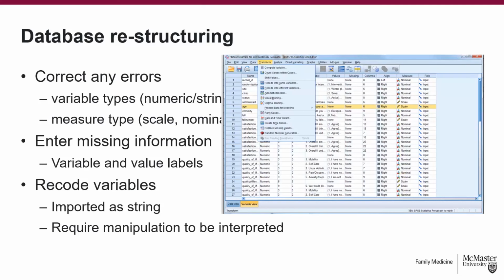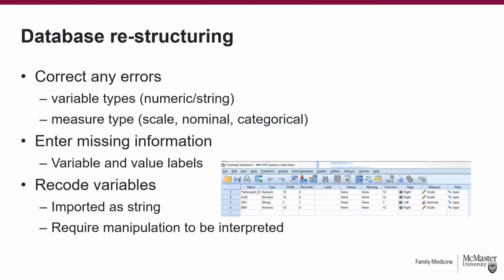Or for BMI, if we only collected height and weight, this would be the stage where I would create a BMI variable, because that's something that we're going to need in the future. So it's really, again, setting up that data to match what you're going to need for your analyses. And that was just an example of where I imported, and one of my things was string.